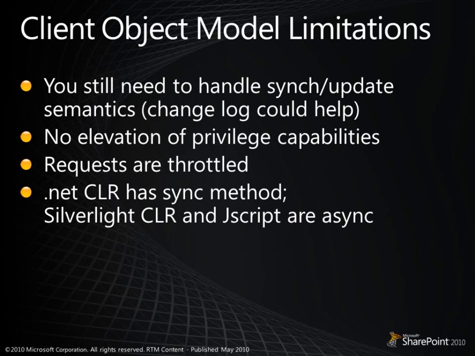Another thing to point out is that there's no way to elevate privileges in the client object model. Finally, the .NET CLR client object model is asynchronous by default. That said, you can still use the standard .NET capabilities to make the call asynchronously. In addition to this, the Silverlight CLR and JavaScript object models are asynchronous, which makes sense due to the nature and implementation scenarios for these technologies.